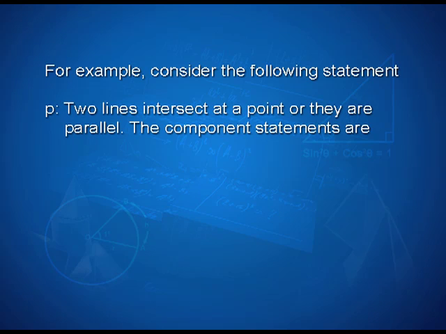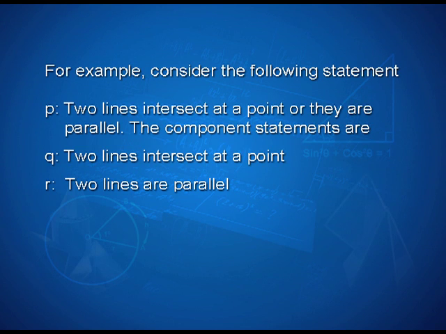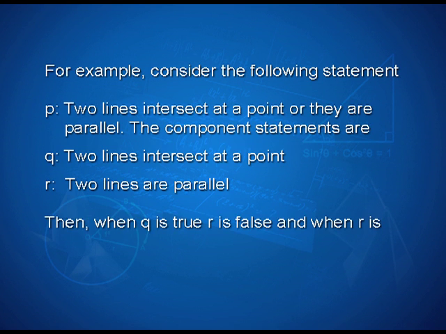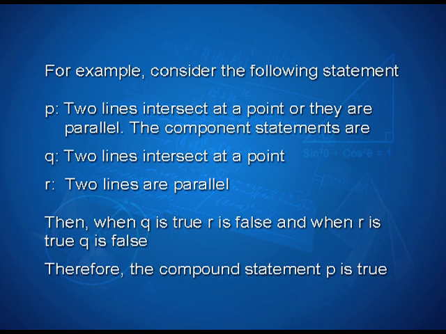P: two lines intersect at a point or they are parallel. The component statements are Q, two lines intersect at a point, and R, two lines are parallel. Then when Q is true, R is false, and when R is true, Q is false. Therefore, the compound statement P is true.